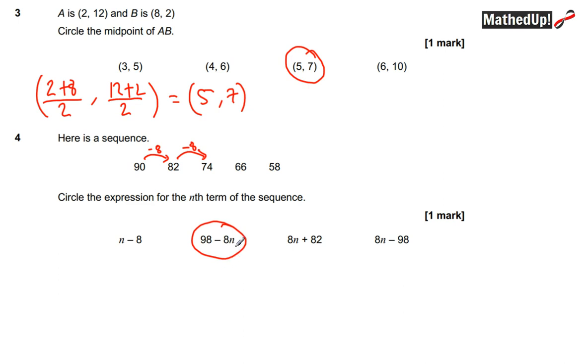So if n was 1, so our first term, that would be 98 take away 8 times 1, which is 98 take away 8, which does give us 90. If n was 2, then that would be 98 take away 16, which is in fact 82, etc. So we can see that that works.